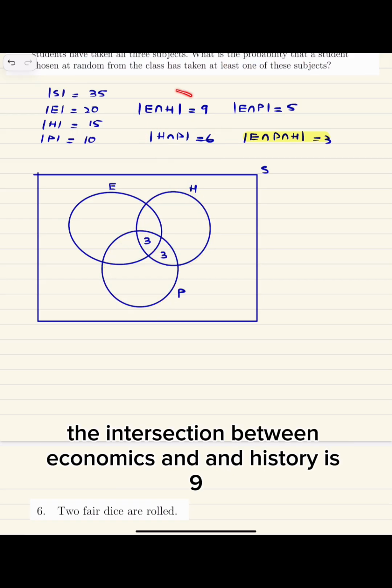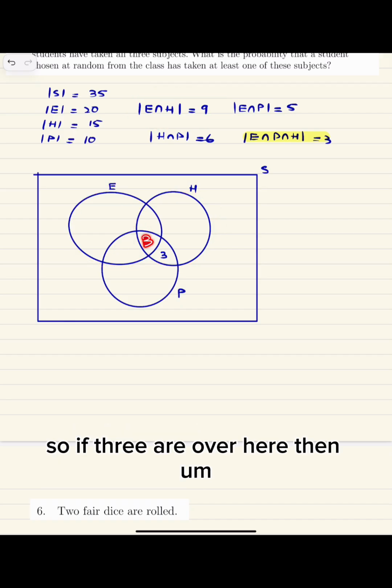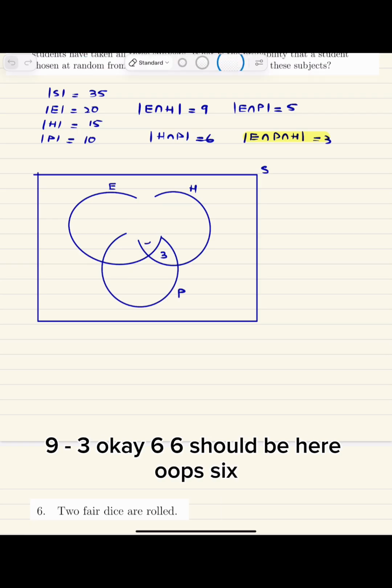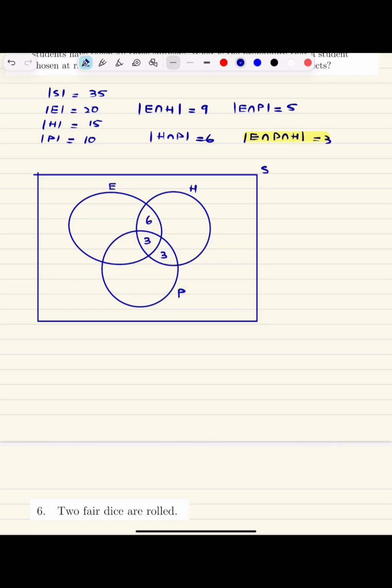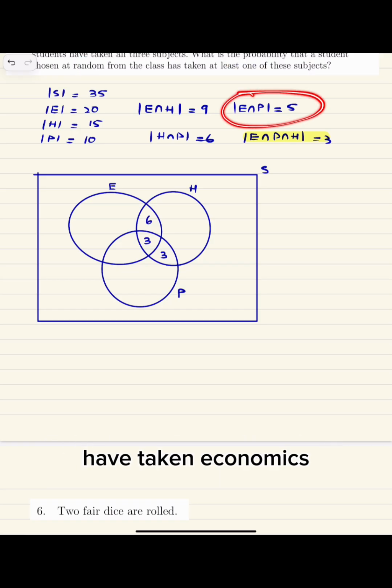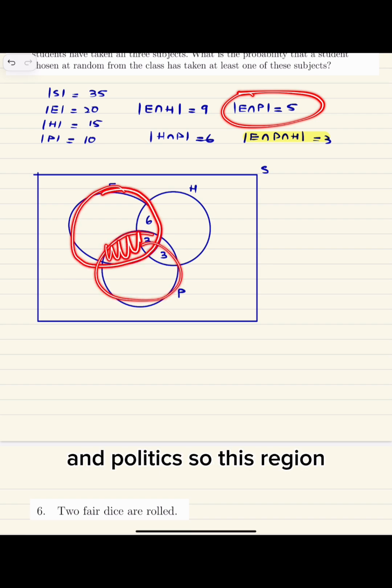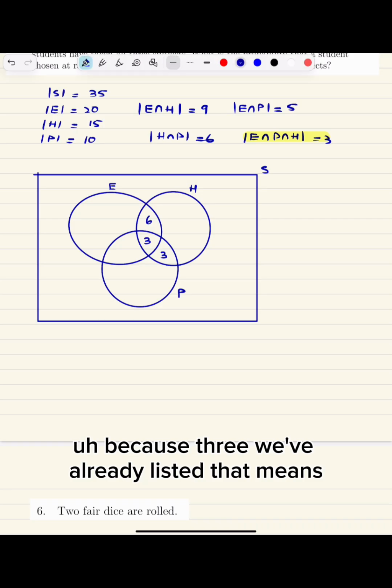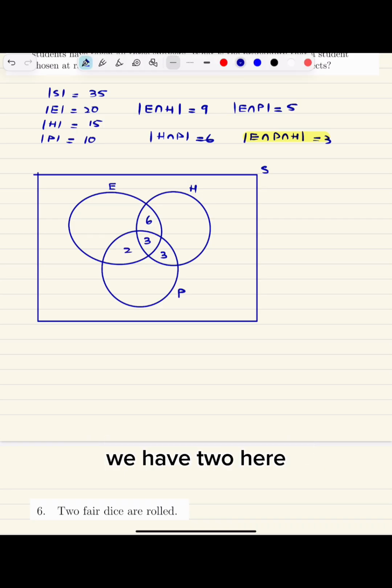The intersection between economics and history is 9. If 3 are over here, then 9 minus 3 is 6, so 6 should be here. Economics and politics: 5 total students have taken economics and politics. So this region should have 5 people in it, because 3 we've already listed. That means we have 2 here.